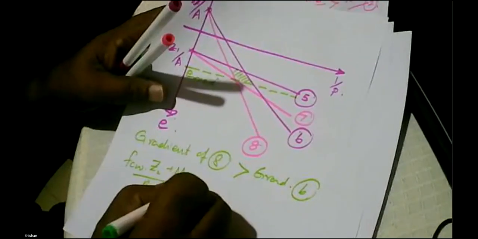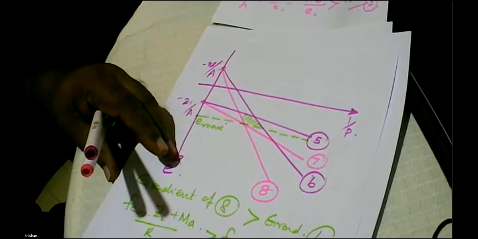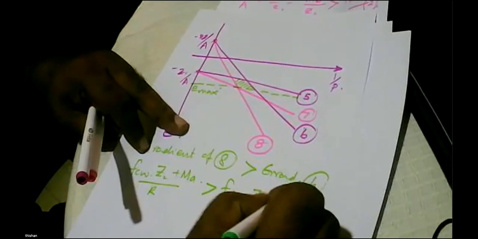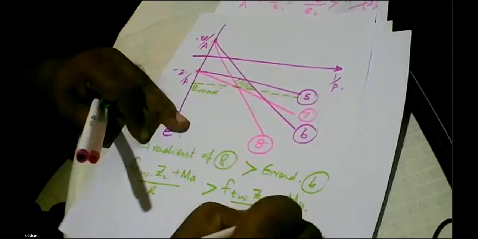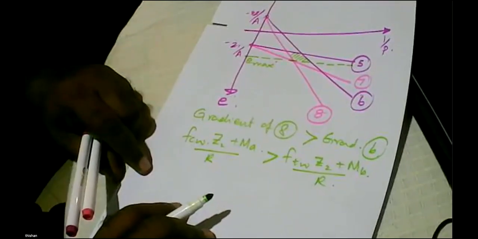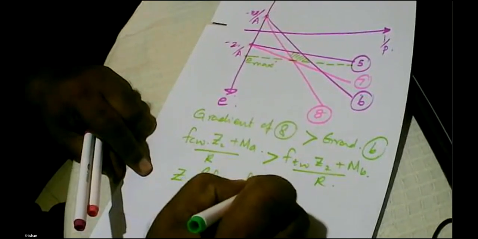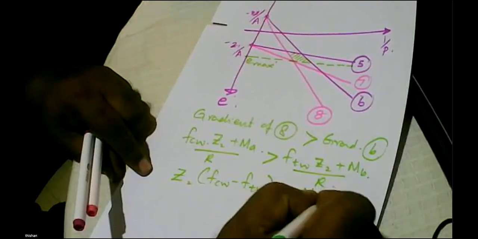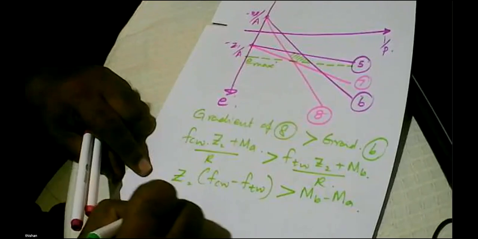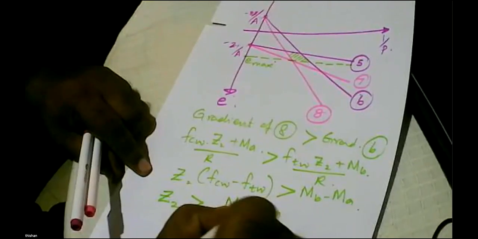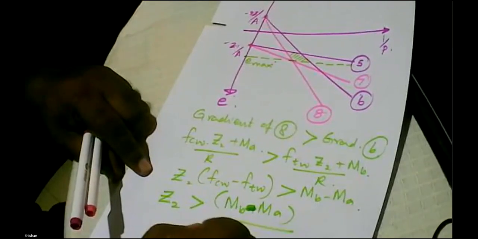Over R should be greater than FTW over z2 plus MB over RP. And then we can say z2 times FCW minus FTW should be greater than MB minus MA, and z2 should be greater than MB minus MA divided by FCW minus FTW.